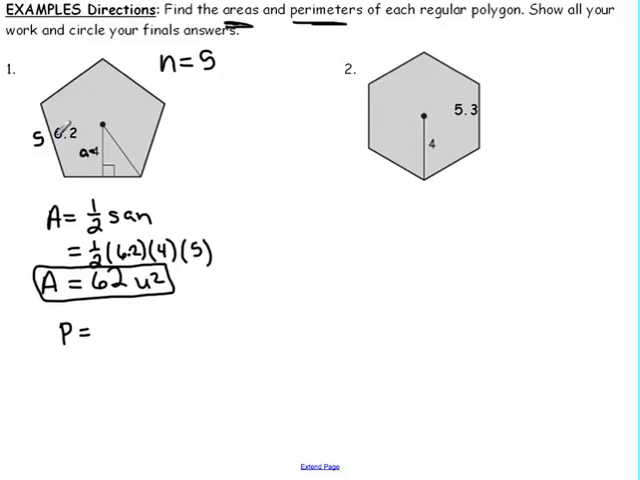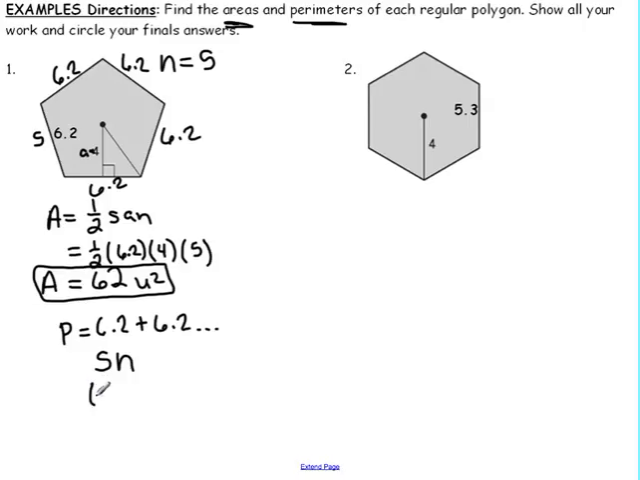Perimeter, if this is 6.2, that means this is 6.2, means this is 6.2. Remember, because this is a regular pentagon, all 5 sides here are going to be 6.2. And we could just keep adding this up like so, or we could simply say that it's your side length times your number of sides.